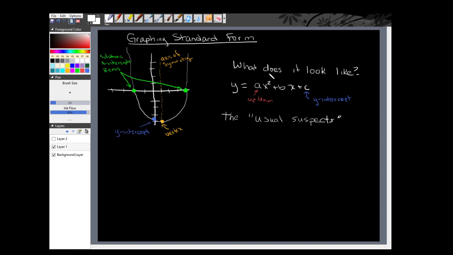So when we are graphing, sorry, my cats are having a great time this morning.